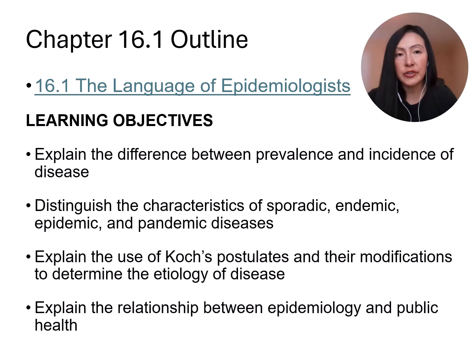By the end of this lecture, you should be able to: 1. Distinguish between prevalence and incidence, 2. Describe sporadic, endemic, epidemic, and pandemic diseases, 3. Explain Koch's postulates, and 4. Connect epidemiology to public health systems.